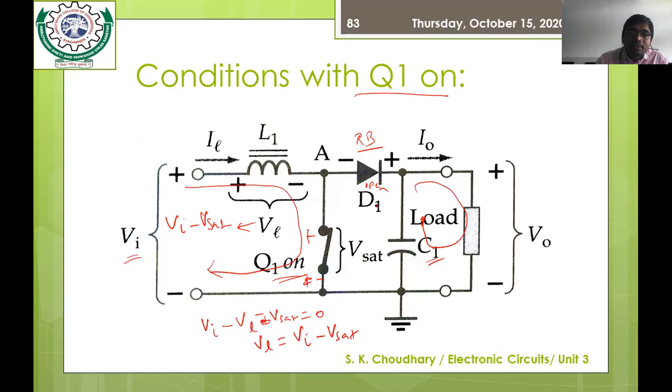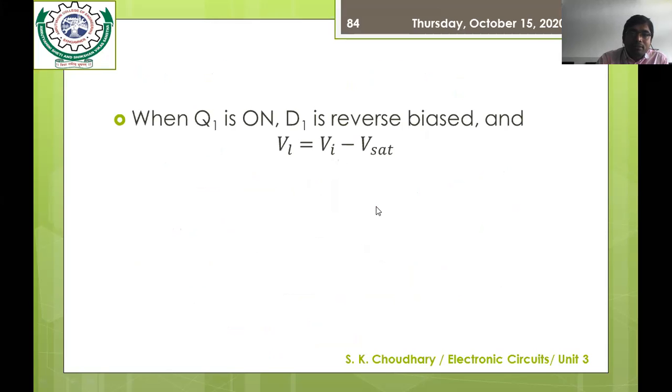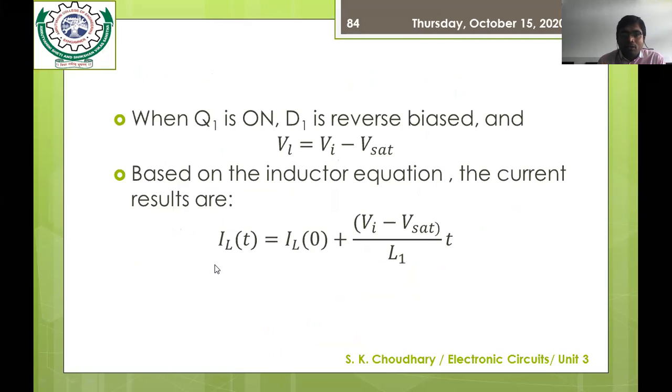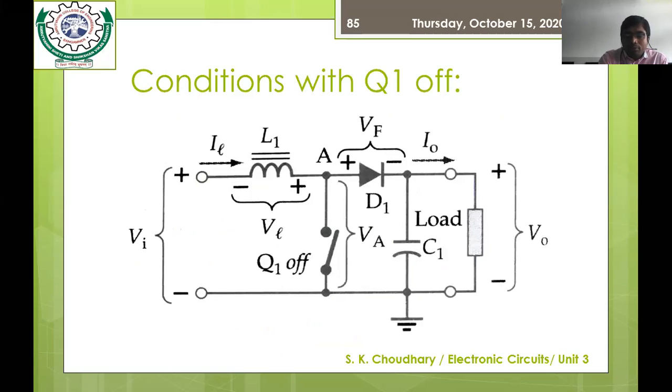Now come to the second condition. This is the voltage equation that I have just mentioned here, and this is the current equation across the inductor. Initially the current is 0, a zero steady state condition. Then in the time domain, your current starts to increase. That is Vi minus Vsat upon L1 times t. I will come back to this later on.